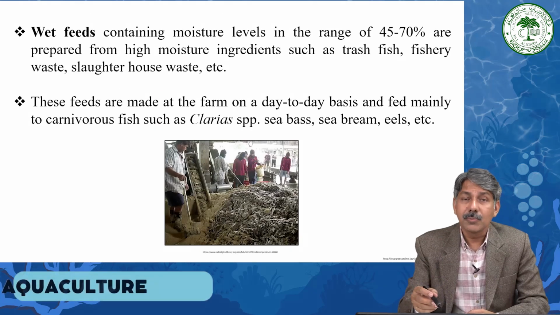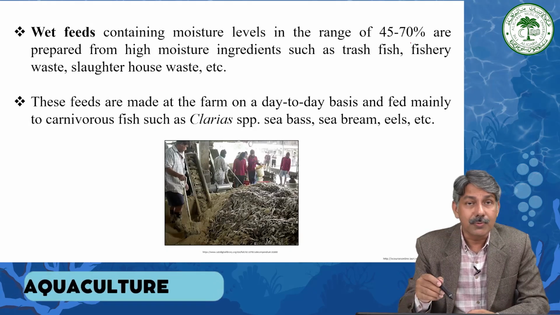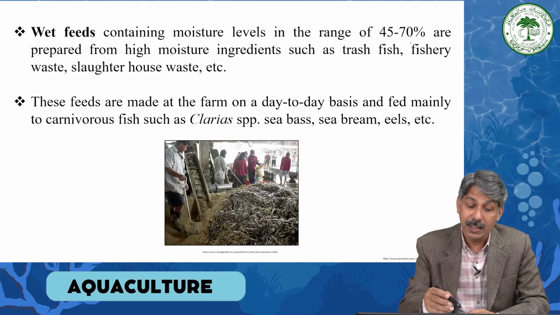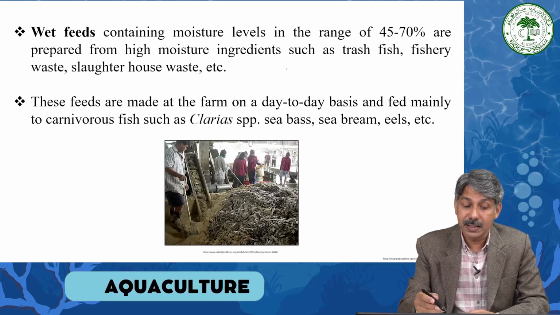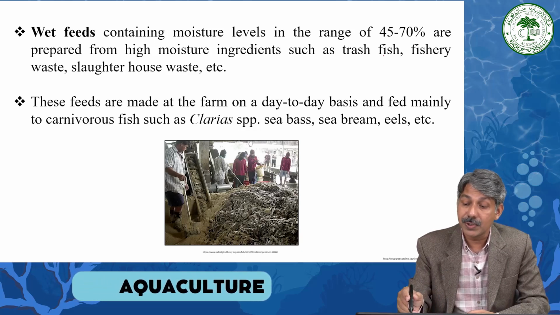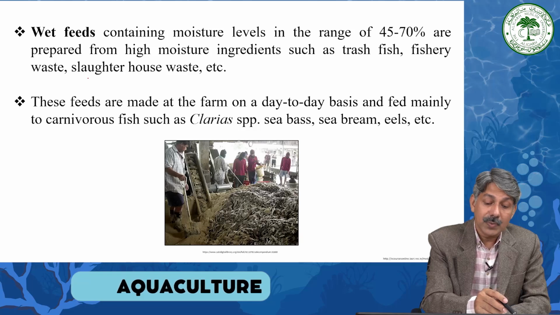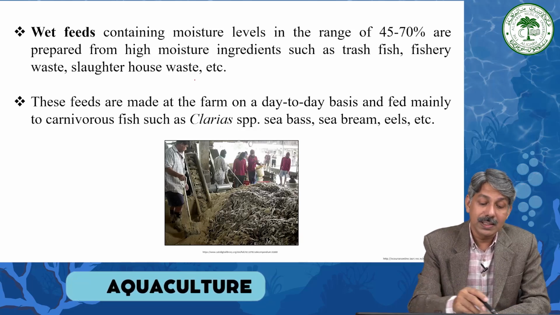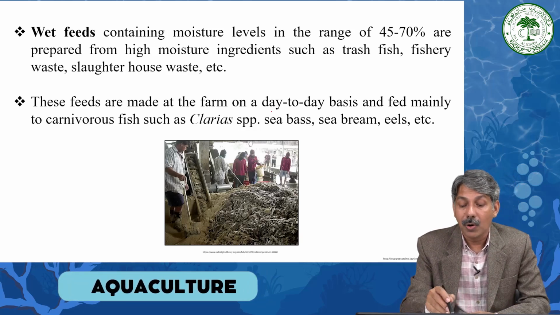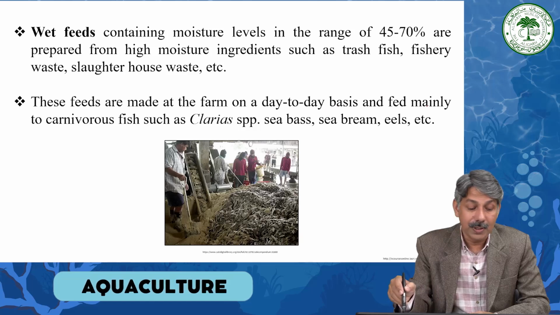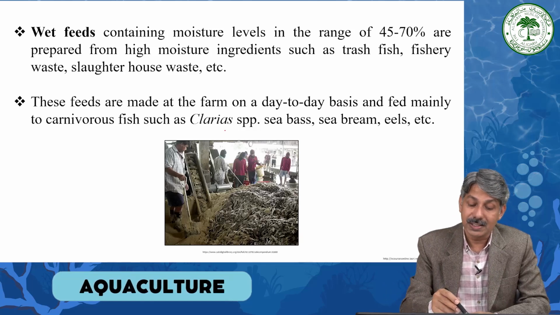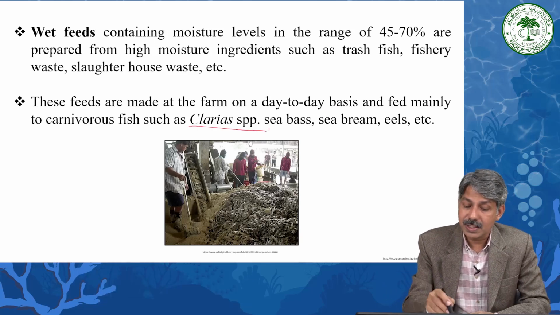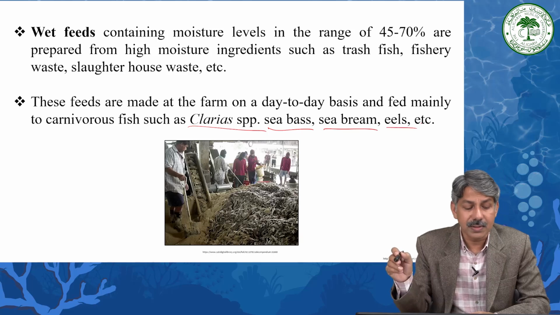Wet feeds contain moisture levels in the range of 45 to 70% or are prepared from high moisture ingredients such as trash fish, fishery waste, slaughterhouse waste, etc. These feeds are made at the farm on a day-to-day basis and fed mainly to carnivorous fish such as Clarias species, sea bass, sea bream, eels, etc.